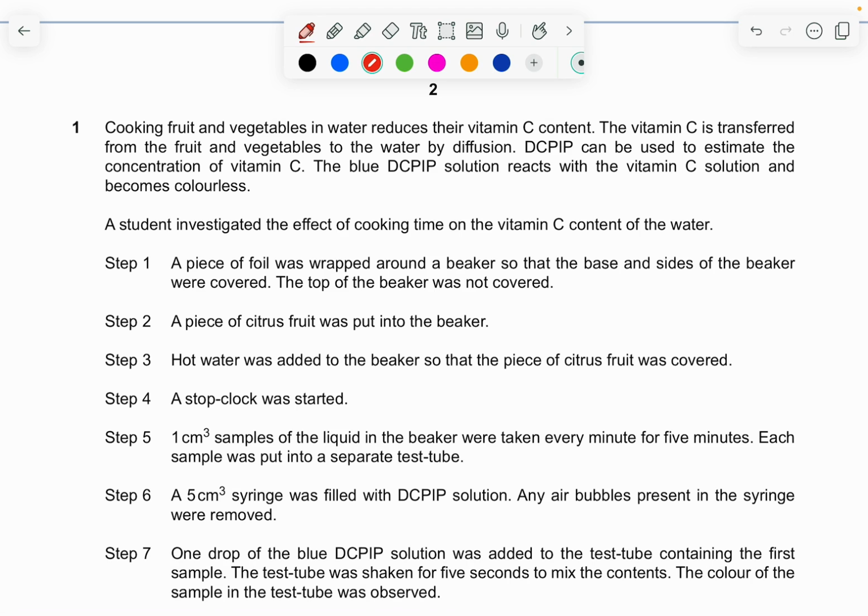So we stop here and find out what we understand about this question. They say that the vitamin C is transferred from the fruit and vegetables to the water by diffusion. So this will be our DV, because we want to check how much vitamin C is being diffused out from the fruit or the vegetables. And what is the IV then? The IV is stated in the second paragraph: a student investigated the effect of cooking time on the vitamin C content of the water. So the answer really is the time, because we are changing the time. The longer that we cook, what is the effect? It's going to happen on the diffusion of the vitamin C coming out from the fruit or vegetable.